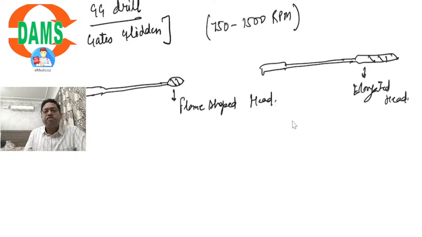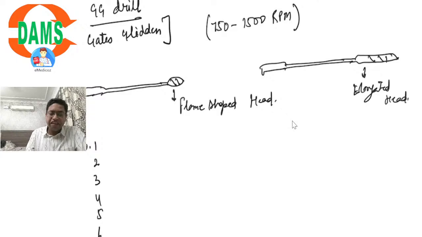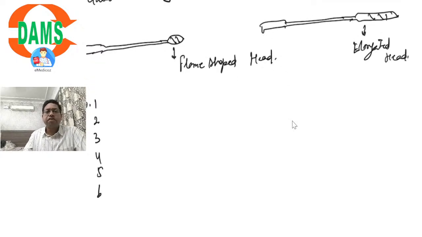They are both low-speed engine-driven instruments, and both are available in 6 sizes: number 1, 2, 3, 4, 5, and 6. Number 1 GG drill has a tip diameter of 0.5 millimeter. Definitely the working end is the flame-shaped head, and it has a diameter of 0.5 millimeter. On the other hand, peeso reamer number 1 has a head diameter of 0.7 millimeters.